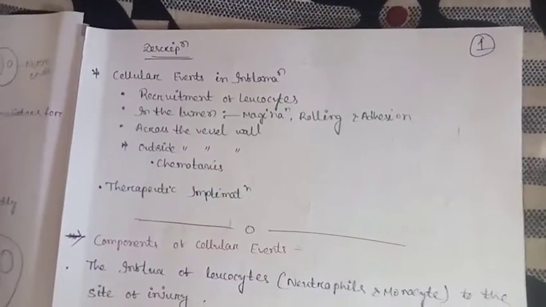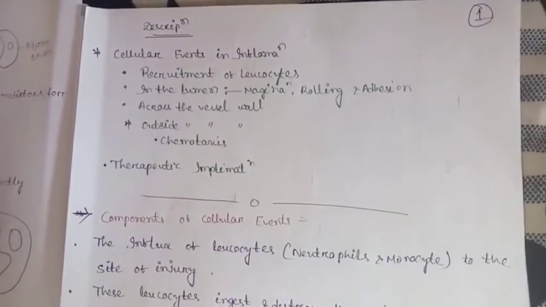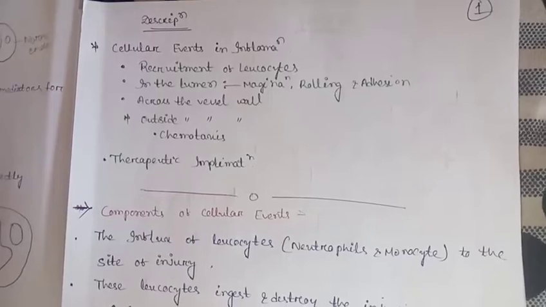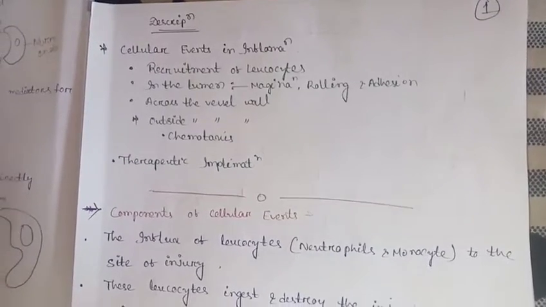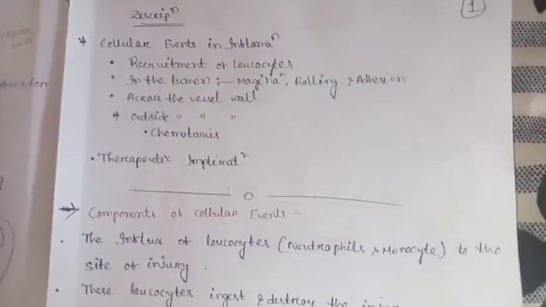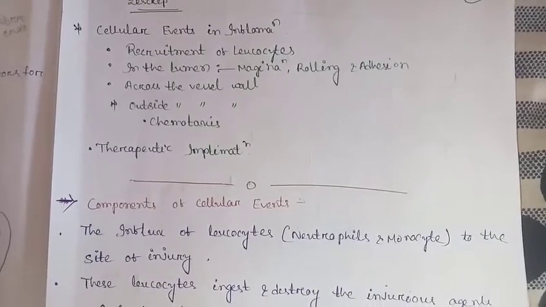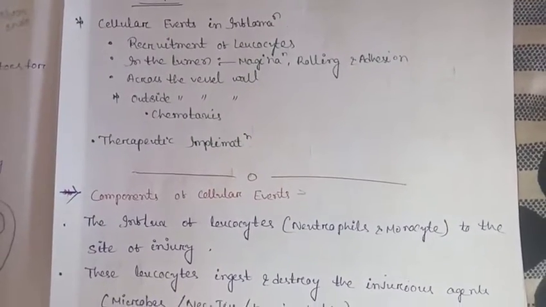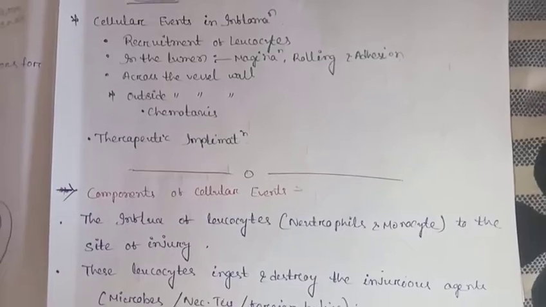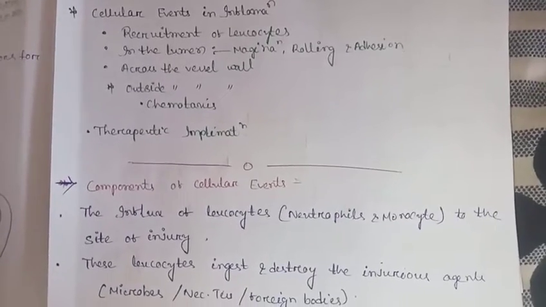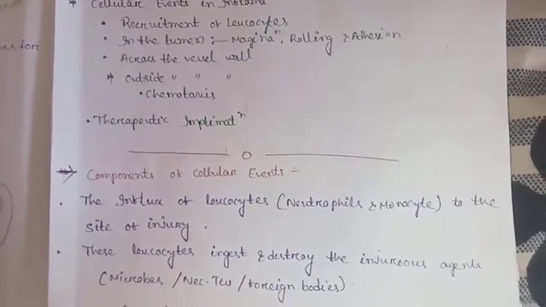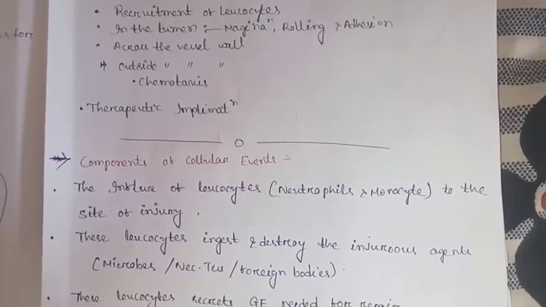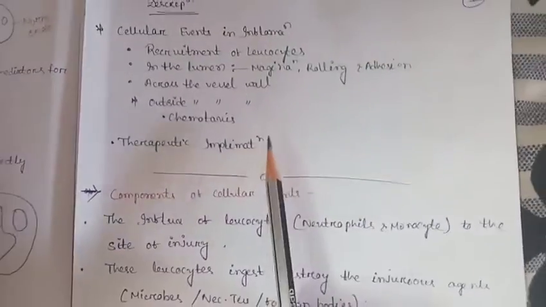We just finished the vascular events of acute inflammation. Now we will discuss the cellular events in acute inflammation, the recruitment of leukocytes. In the lumen, what happens: margination, rolling and adhesion. Then across the vessel wall, what happens? Then outside the vessel wall: chemotaxis. Last is the therapeutic aspect of the cellular event.